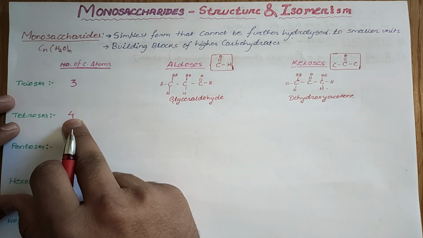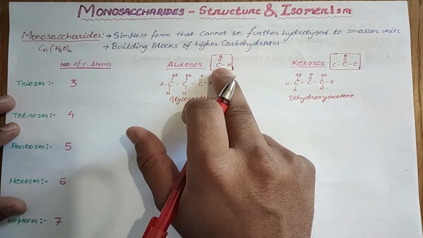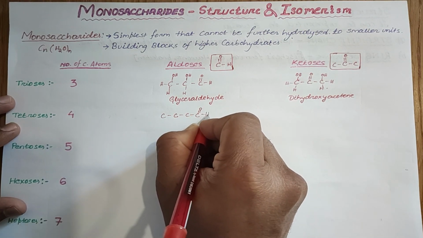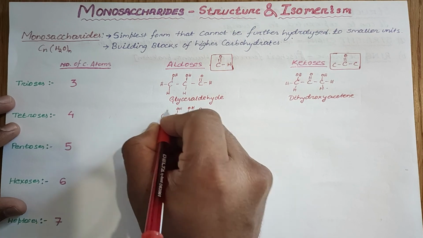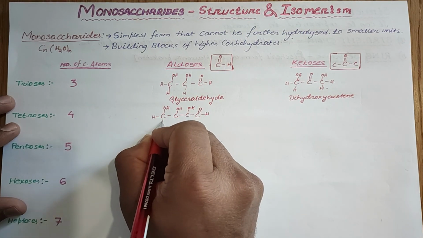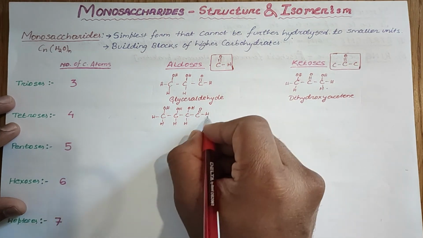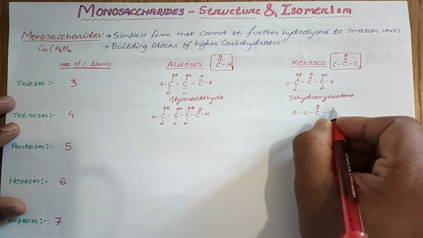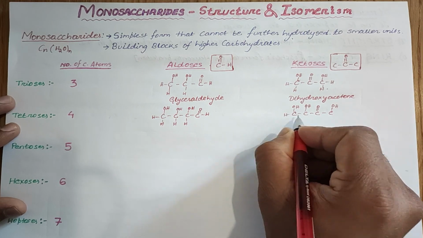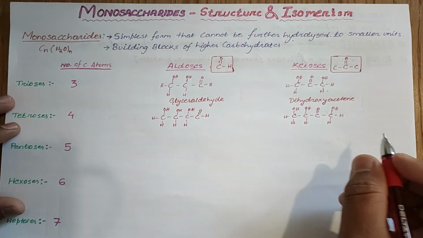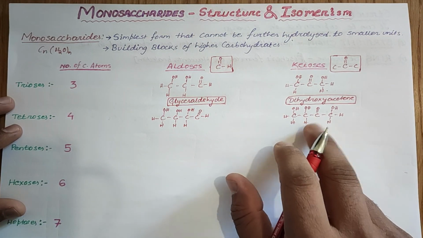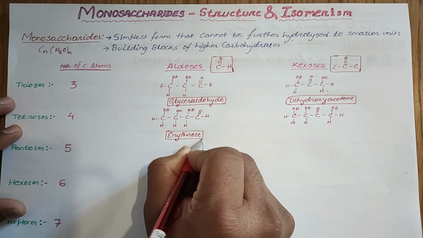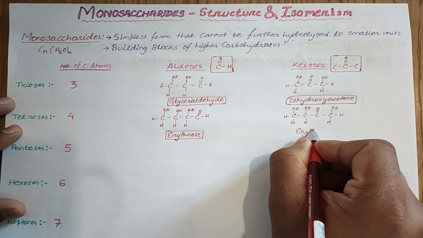Similarly, for tetroses there are 4 carbon atoms, and for aldoses there will be an aldehydic group and for ketoses a ketonic group. Let's draw 4, then the aldehydic group, the other carbons containing OH, then hydrogen, and it has completed 4 bonds. Then similarly, this will be the ketonic group, then OH, H, H, H, H, and H. What is the name of this compound and this compound? The name of this compound is erythrose, and the name of this compound is erythrulose.